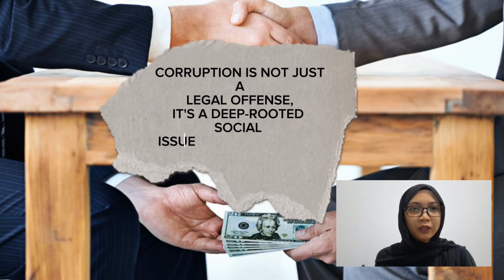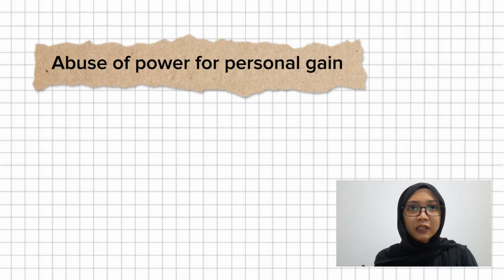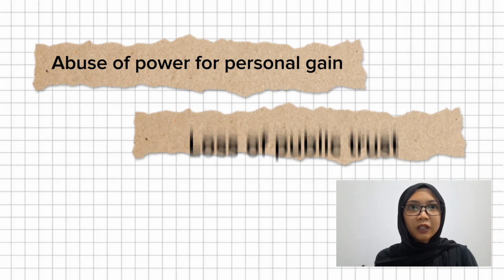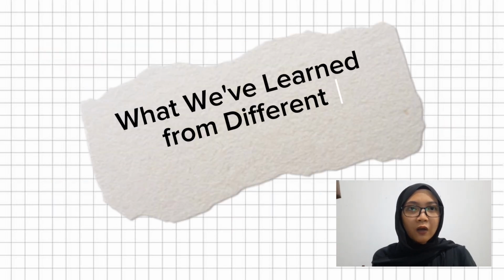To sum up, corruption is not just a legal offense. It's a deep-rooted social issue that affects every layer of society. From abusing power for personal gain to weakening public trust and institutional integrity, corruption takes many forms and leaves lasting damage. We explored how different disciplines view corruption.